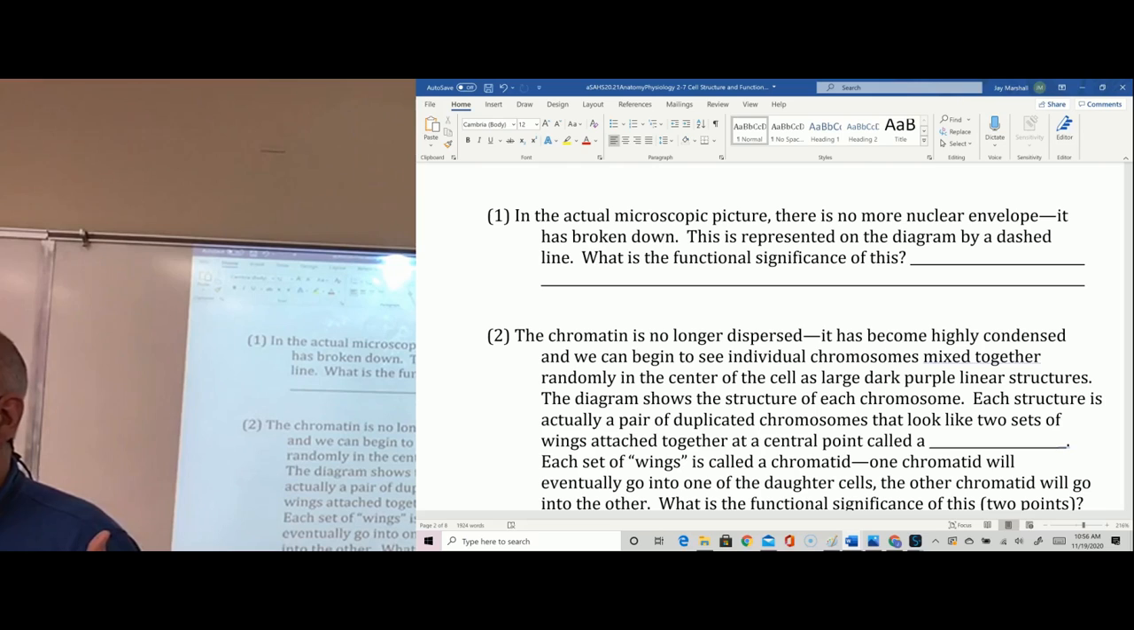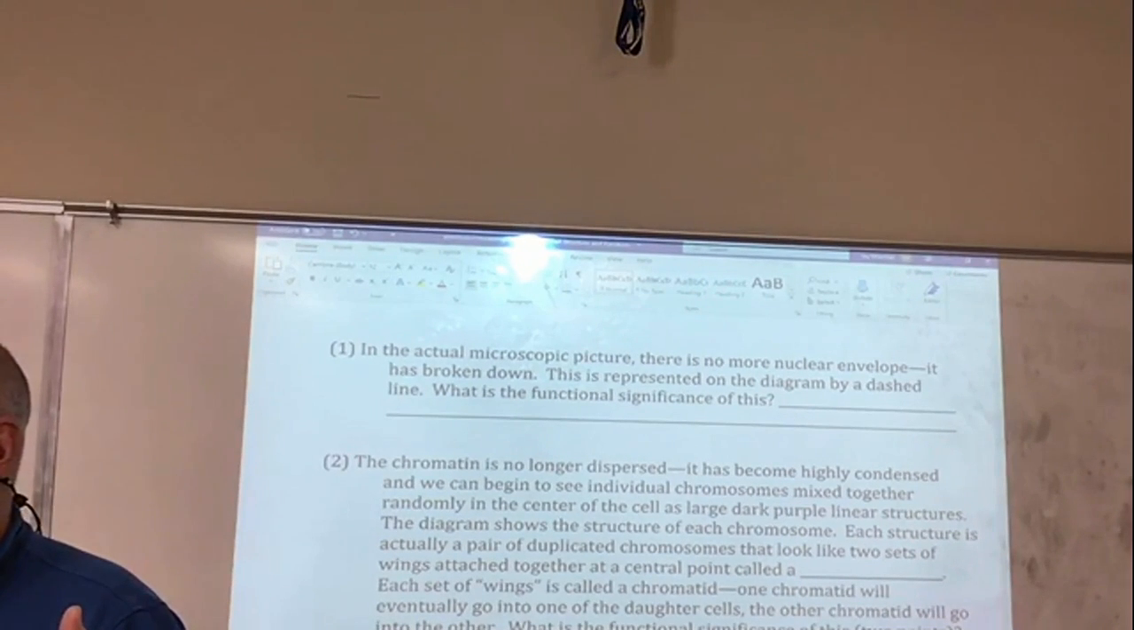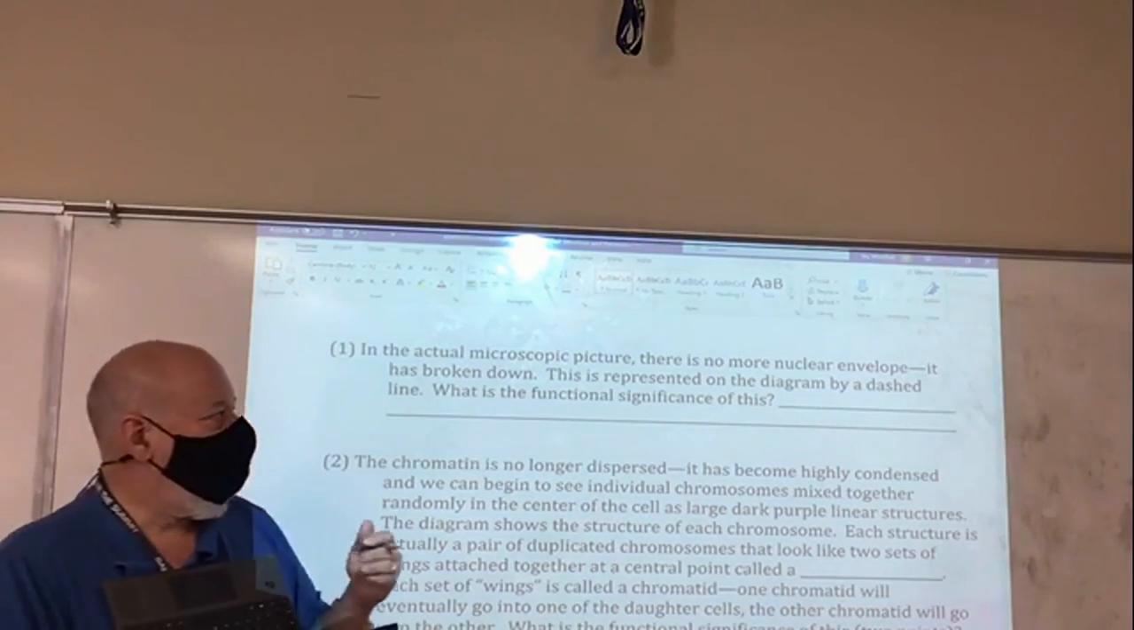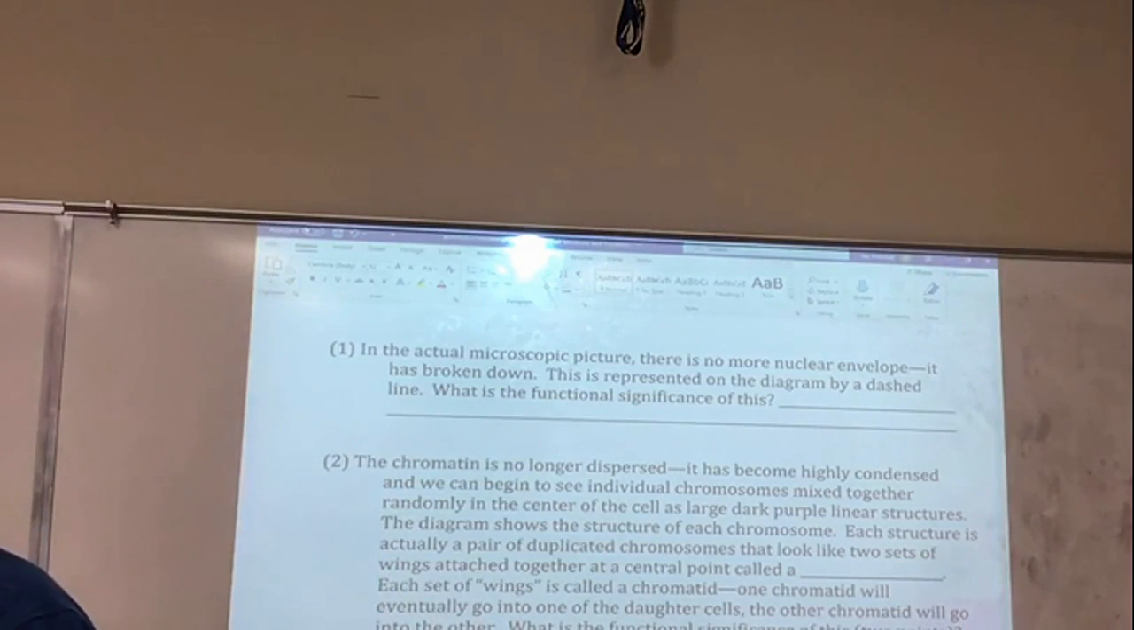The chromosomes are inside. Not just inside, they're attached to it, right? The chromosomes are attached to it. If the chromosomes are still attached to the nuclear membrane, they're not going to be able to divide, right?